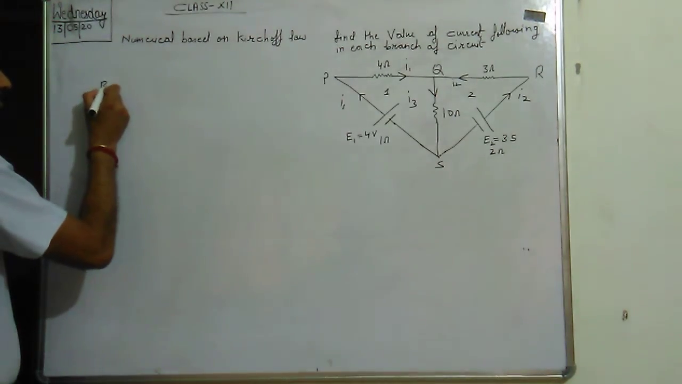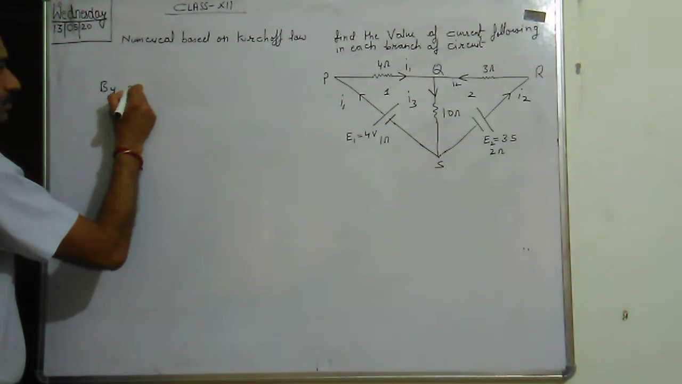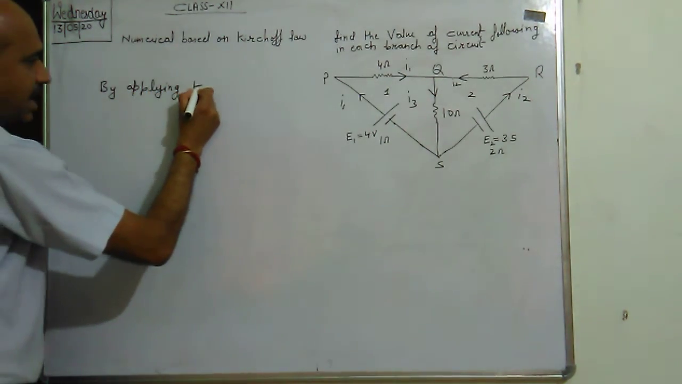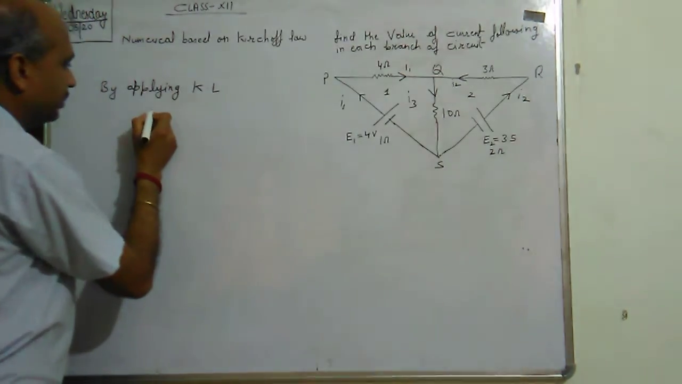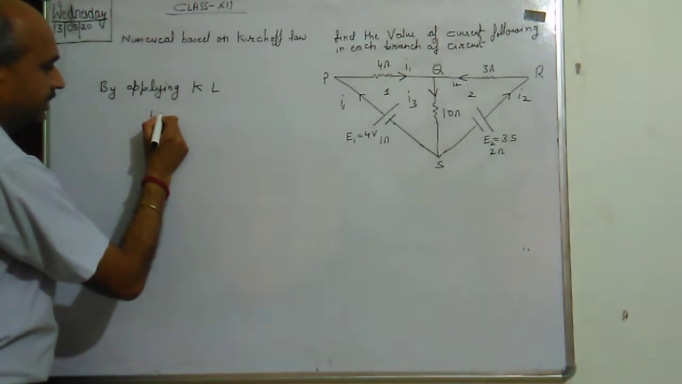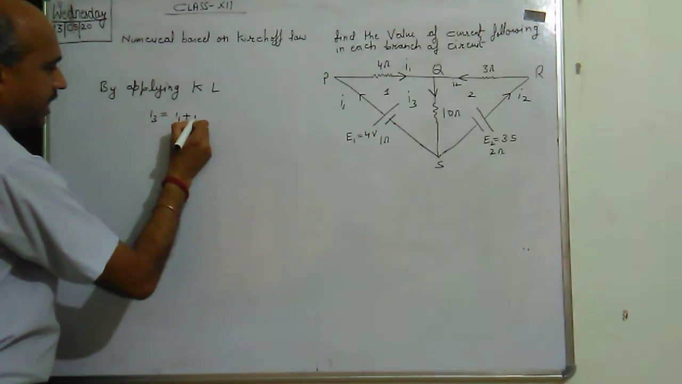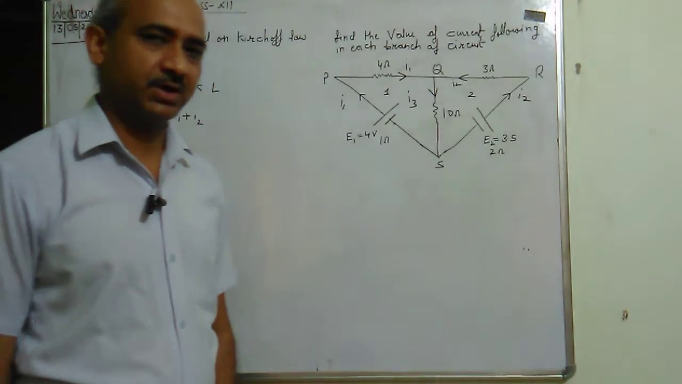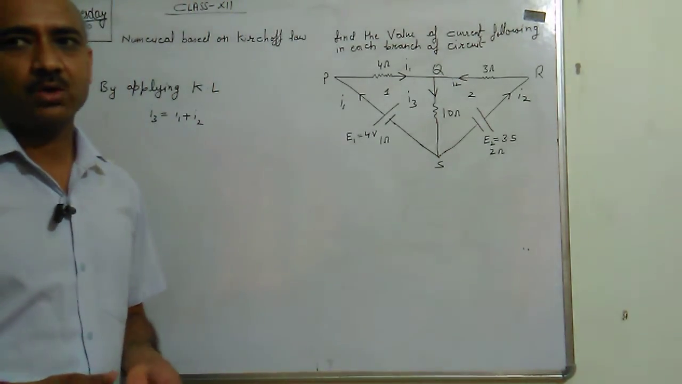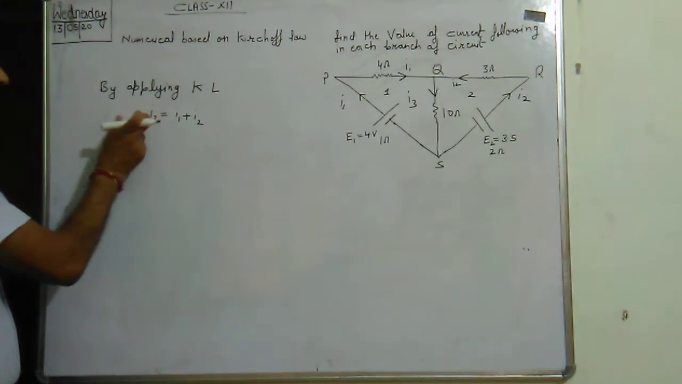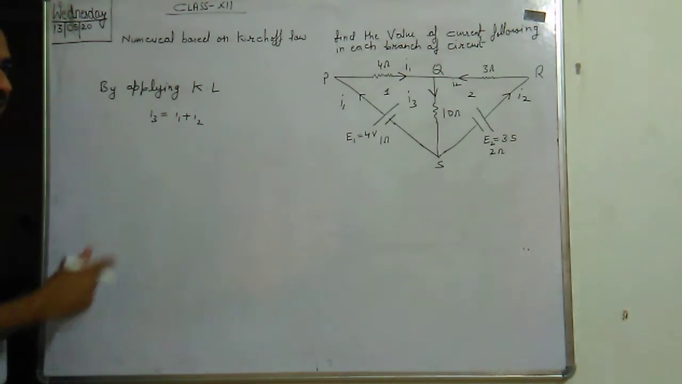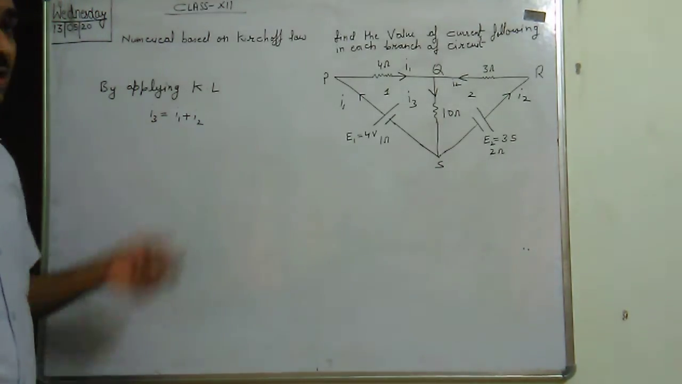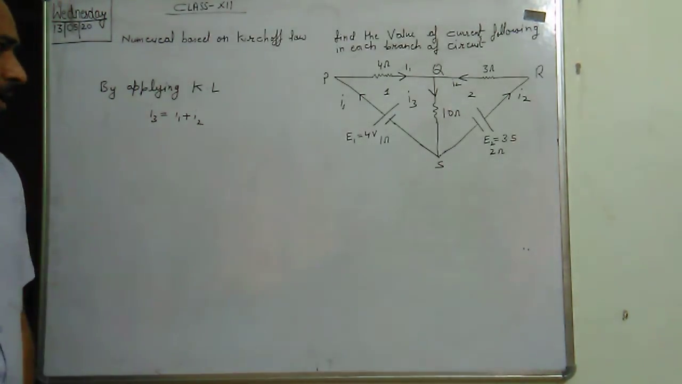Now by applying the first law, the current at any junction is 0. So by applying Kirchhoff's law, we know that I3 will be equal to I1 plus I2. That means inward current equals outward current. यही बोलता है आपको summation I equals 0, means inward current outward current के equal होगा, because when we shift them to this side, it gives 0. So by applying Kirchhoff's first law, we get that the value of I3 is equal to I1 plus I2. अब क्या करना है?